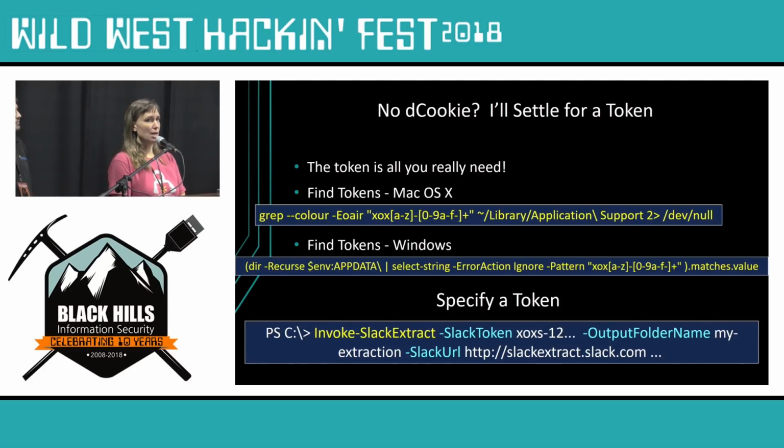I think it actually gets stored there if they're using the Slack app. I'm not positive this applies if they're using their browser only. But for the Slack app, you can find those tokens. Again, this is on GitHub. On the wiki portion, you can find these commands. There's an example at the bottom where you can invoke Slack extract, and we give the Slack token here instead of the D cookie.